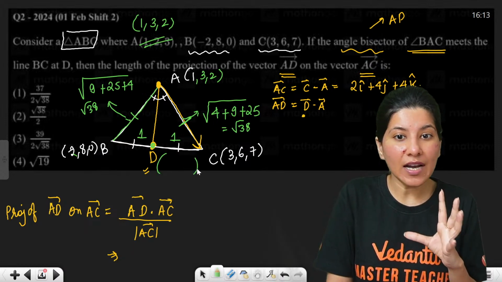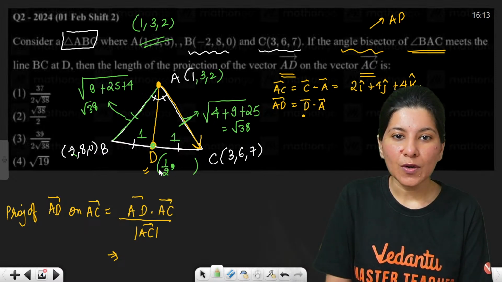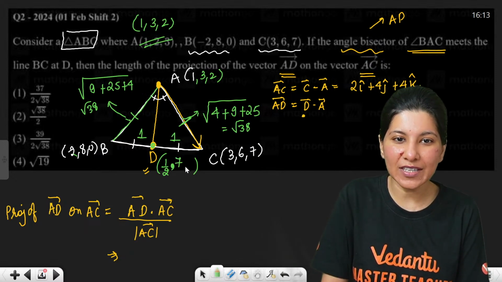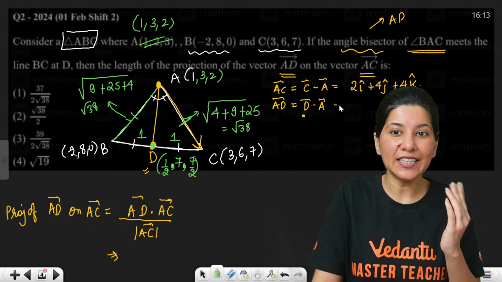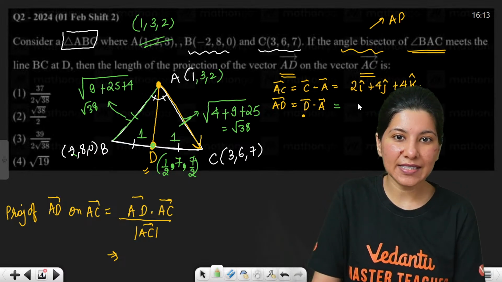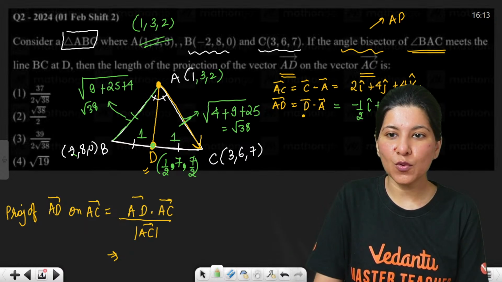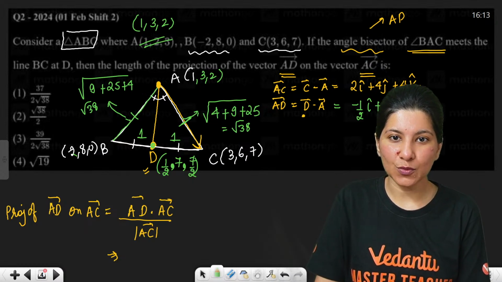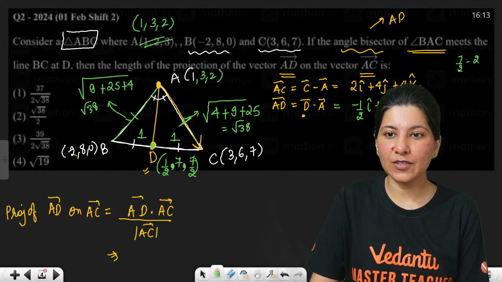Here I can calculate the midpoint: minus 2 plus 3, so this is 1 by 2, comma 8 plus 6 is 14, so 7, and 0 plus 7, this is 7 by 2. Now that you have got the coordinates of D, you can easily calculate D minus A, that is going to become minus half i cap, then 7 minus 3, so plus 4 j cap, and then finally 7 by 2 minus 2 will be 3 by 2 k cap.